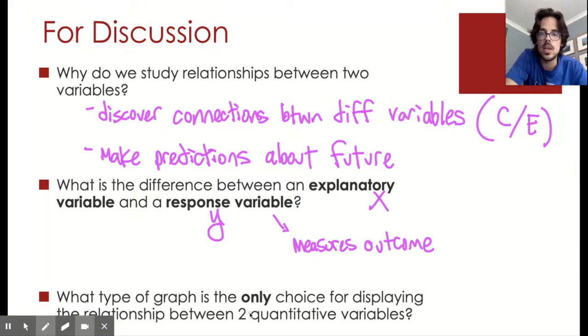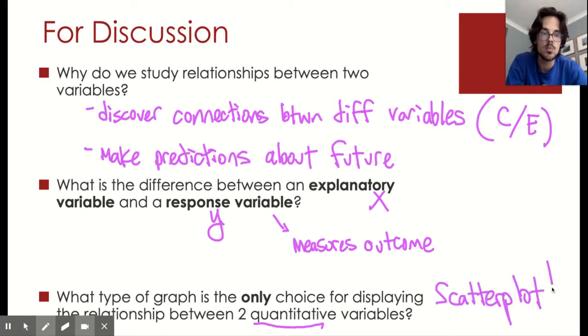When you want to analyze two quantitative variables, recall quantitative means that they're both numbers. The only way to do that is with the scatterplots. Okay? If you want to look at two variables that are numbers and compare them, you need to make a scatterplot. And then once you have your scatterplot, you can do all sorts of fancy math with that.